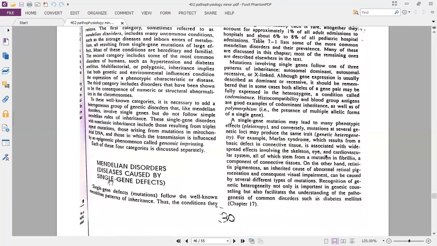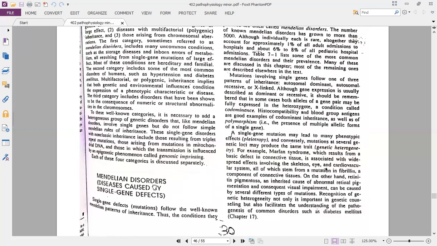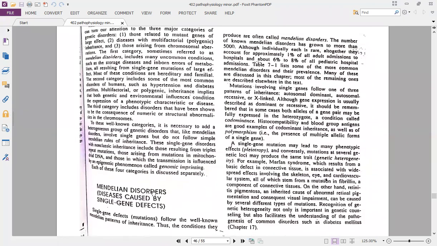When we are discussing genetic abnormalities, we use the term Mendelian disorders. These are the diseases caused by a single gene defect. And when we are discussing single gene defects, we classify them into mainly three categories. They could be autosomal dominant disorder, autosomal recessive disorder, or X-linked disorder.